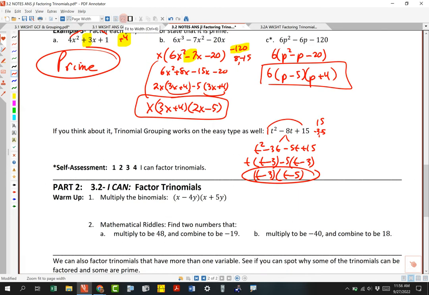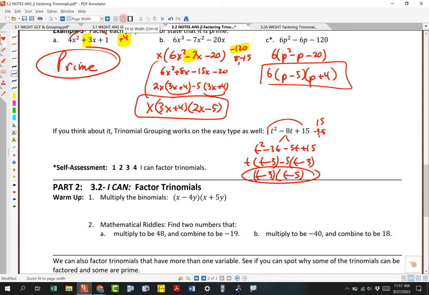That technique works. And the cool thing about math is if you've got a technique that works, if you've got an algorithm that goes through and gets you the answer every single time, it should work on easy ones and it should work on hard ones. Okay, any questions?